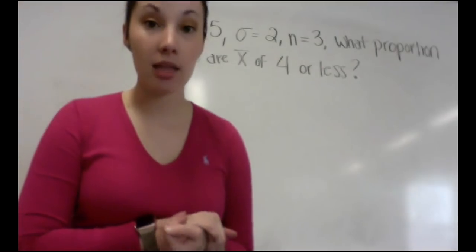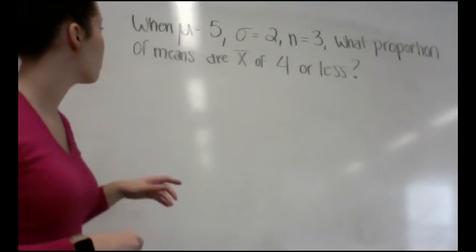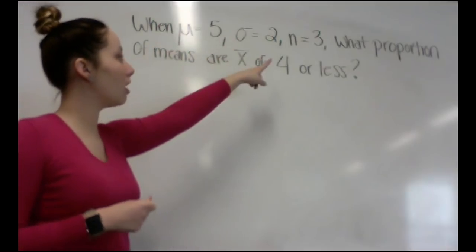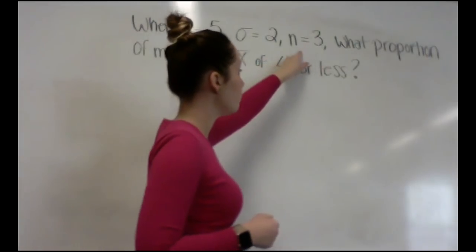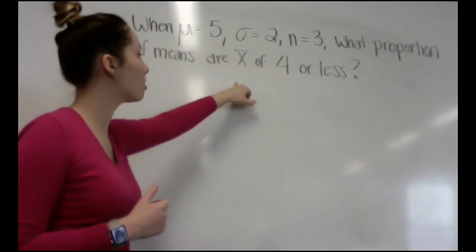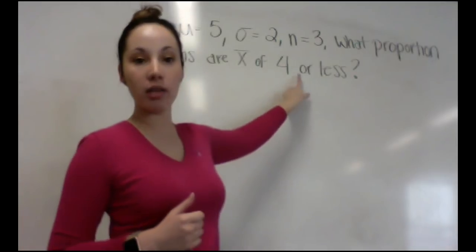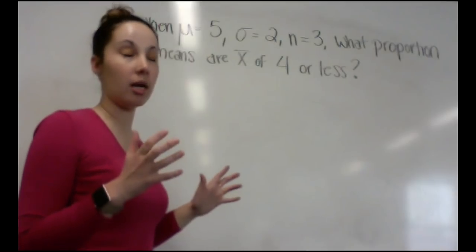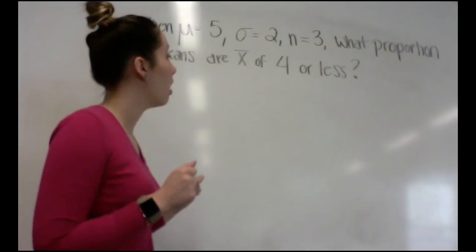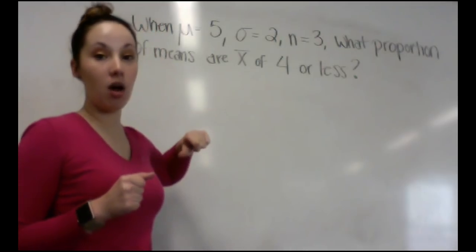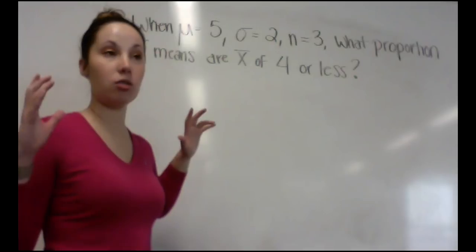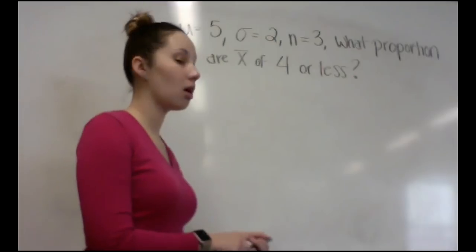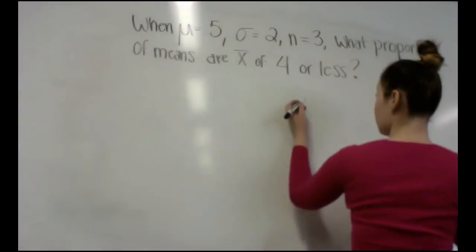All right, so here's the last kind that we're going to do. So the problem says when you have a population mean of 5, population standard deviation of 2, and an n of 3 for a sample, what proportion of the sample means are 4 or less? So of the possible samples that we have in a sampling distribution, how many of them are 4 or less? So again, we're going to be using that Z formula that we talked about during this lecture. So that's this one here.